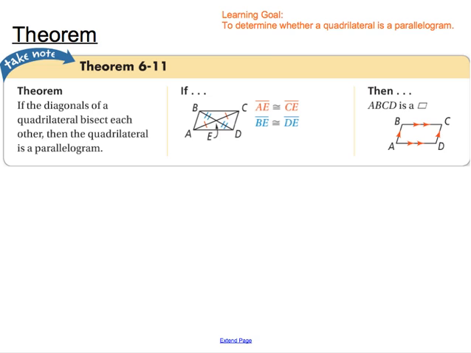So another theorem, again the opposite of something that we learned in 6.2: if the diagonals of a quadrilateral bisect each other, then the quadrilateral is a parallelogram. One of the things to note about this theorem is they don't have to be of equal length. Segment BE has to be the same as segment ED. However, segment BE does not have to be the same length as segment AE.